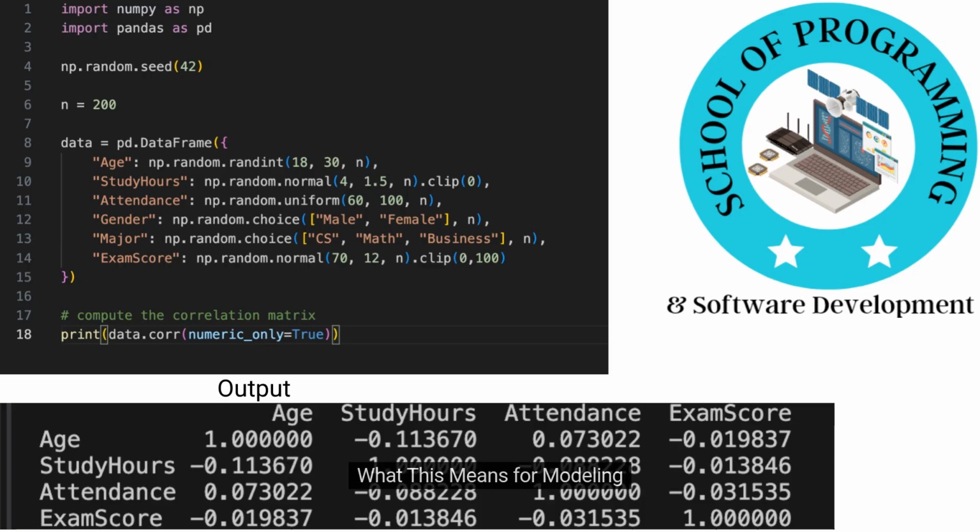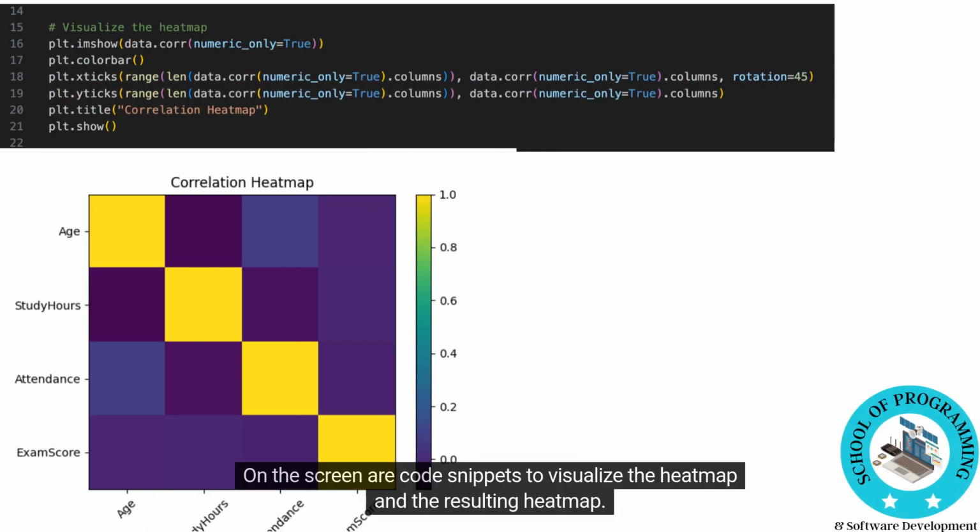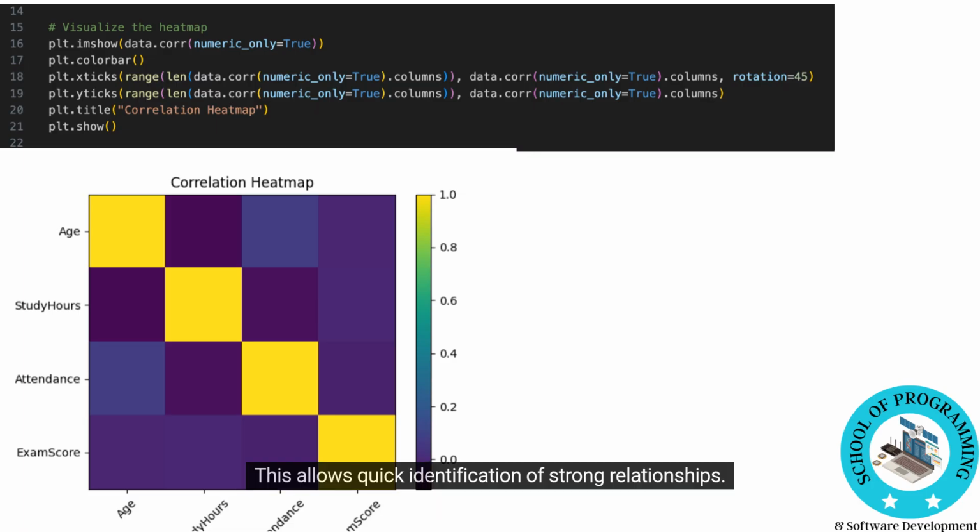What this means for modeling. Since correlations are near zero, linear regression will likely perform poorly. Variables are not predictive of each other. No multicollinearity issues exist. This is good news. Let's now visualize the heat map. On the screen are code snippets to visualize the heat map and the resulting heat map. This allows quick identification of strong relationships.